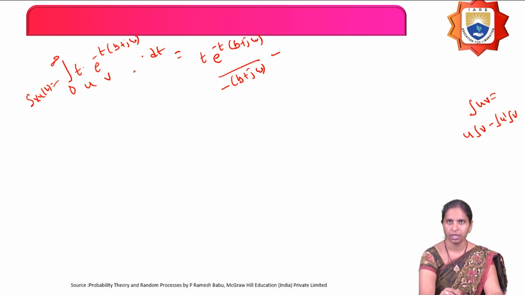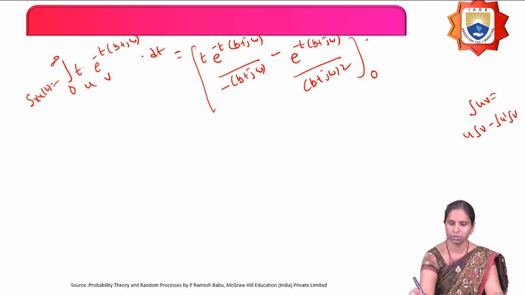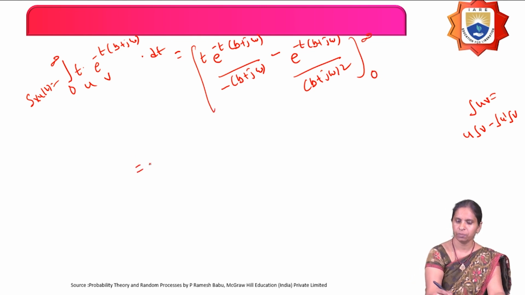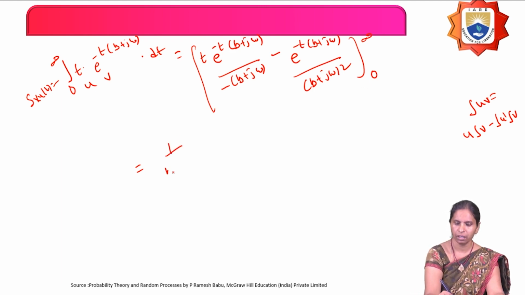Nothing but 1. And again, the integration of this function is what? e power minus t into (b plus j omega) by, so minus into minus gets plus, so (b plus j omega) square. And what are the limits of t here? From 0 to infinity. Then if you substitute the upper limit, you are going to get 0 here. If you substitute the lower limit, then what can happen here? 1 by (b plus j omega) whole square.